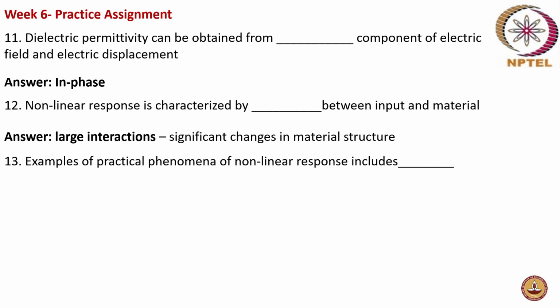No. Okay. So examples of practical phenomena of non-linear response include, what are the practical phenomena where non-linear response can be observed? So just now we discussed that in case of a linear response, it is just moving away from equilibrium and then just comes back. Whereas in non-linear response, there are larger or significant changes in the microstructure. So which are some of the examples where there are significant changes in the microstructure?